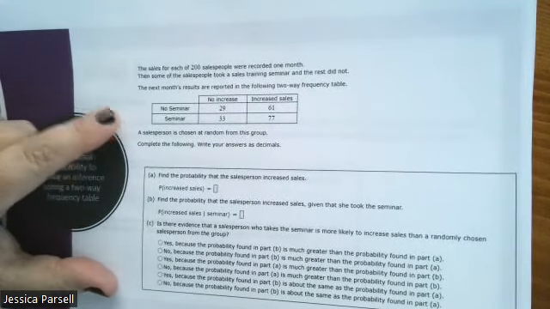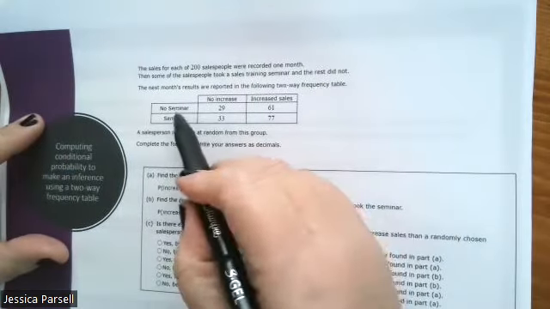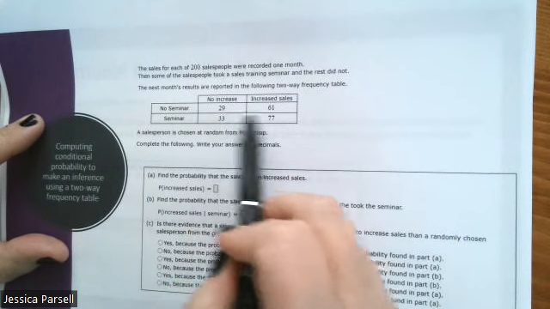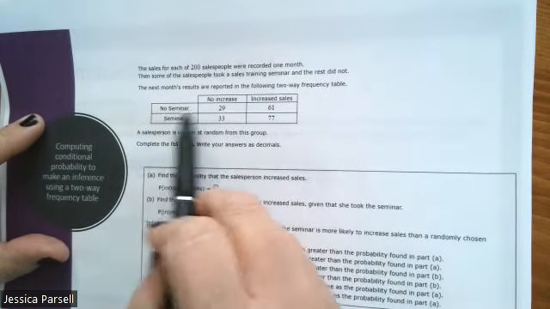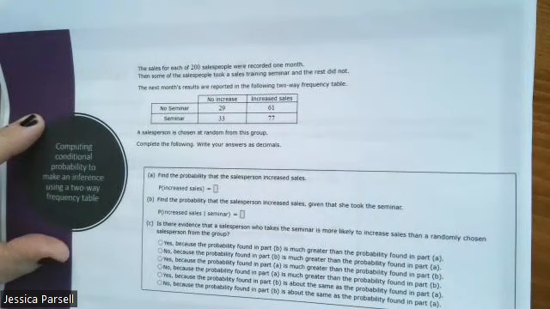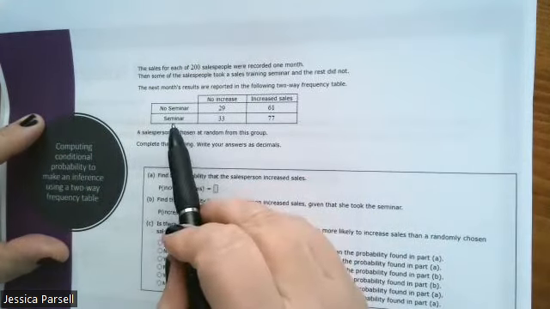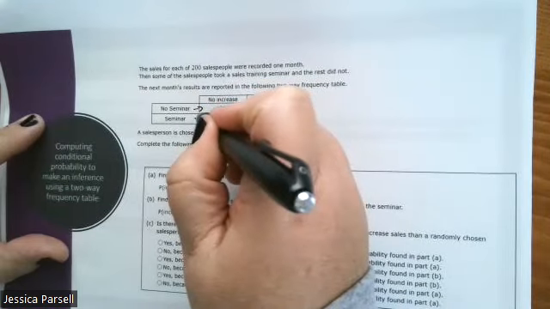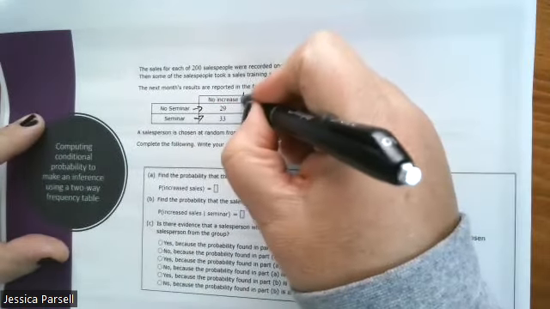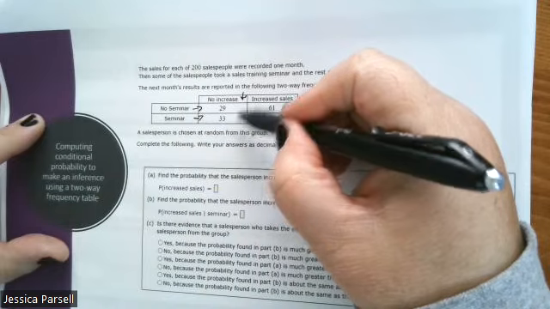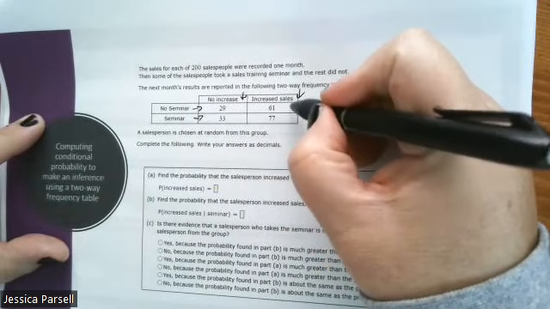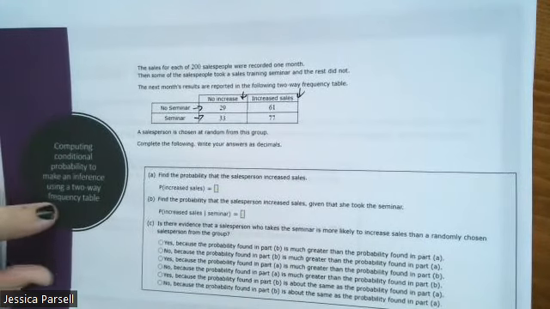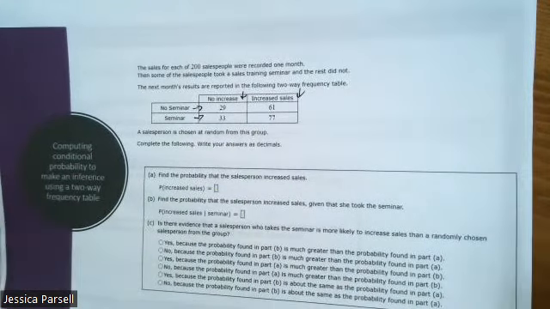And the reason it's called a two-way frequency table is because you can look horizontally and see that there were 29 people and 41 and 61 people in this no seminar row. Same for seminar, 33 and 77. So you can look at it horizontally. And then the other way is to look at it vertically. So you have 29 and 33 in no increase, and 61 and 77 in increased sales. So that's why they call it the two-way table. You can look at it a couple different ways.